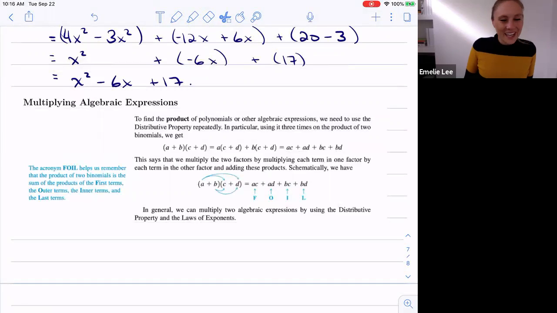For me, the first, outside, inside, last doesn't help me at all. So if it helps you, then that's great. If not, that's okay. So it's got the little acronym FOIL, right?